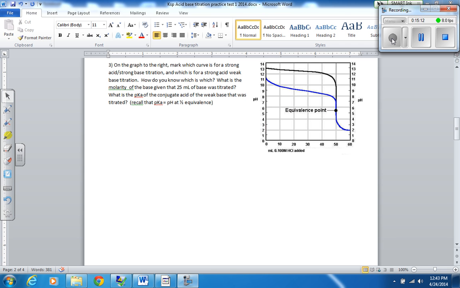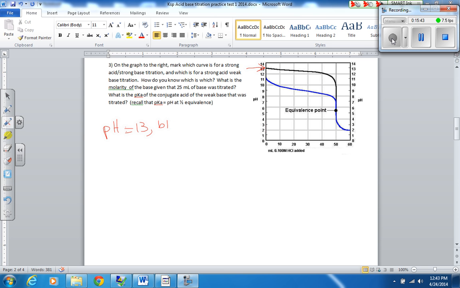Okay, number 3, another titration curve, just another example like what we've been doing. Which curve is for a strong acid, strong base, and which is a strong acid, weak base? How are we going to know? What do we look at? We just look at the pH. Right here, if we're starting at 13, basic or acidic? Basic. pH is 13.